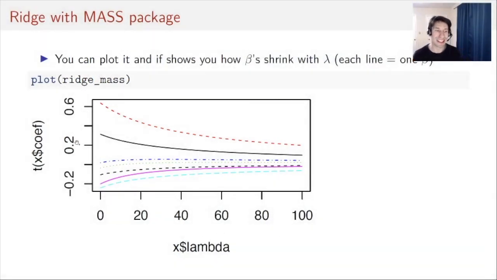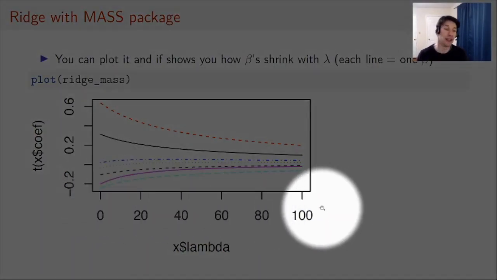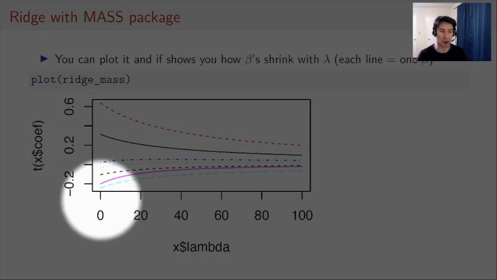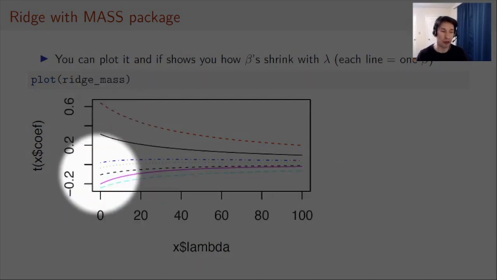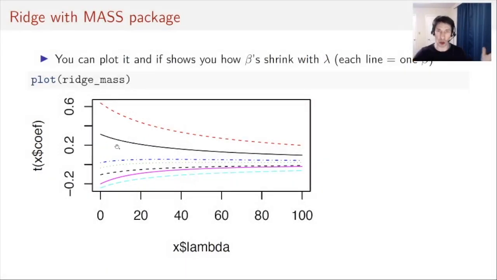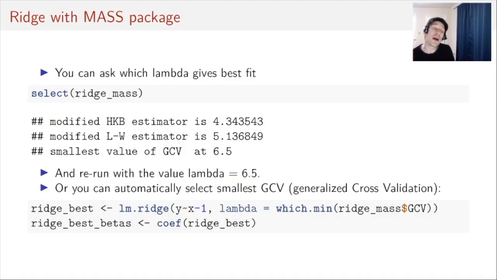What is this plot? Each of these lines represents one of your betas. And here, the x-axis is the lambda. And so you see that as lambda grows from 0 to 100, all of these coefficients get shrunk, smaller and smaller and smaller. But they don't actually get to 0. They asymptotically move towards zero.